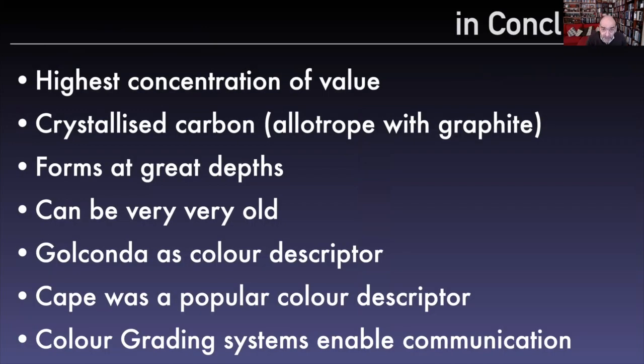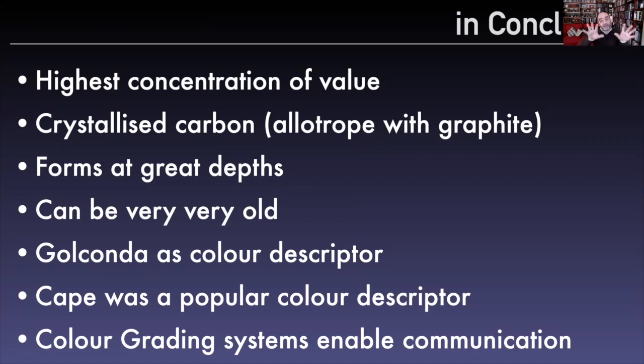So in conclusion, and this is over, we mentioned that diamonds have the highest concentration of value on the planet and maybe in the universe, we don't know. It's a crystallized form of carbon, and every one of you will remember the word allotrope. Diamond is an allotrope of carbon.